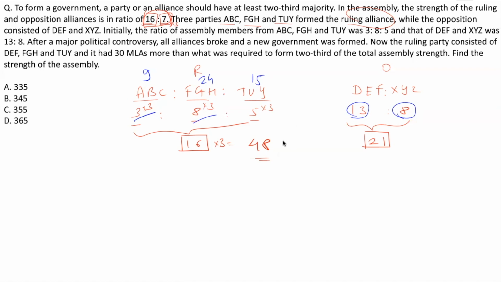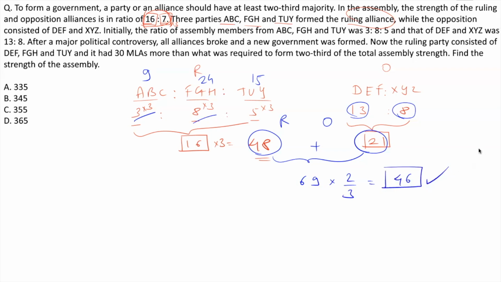Now, the total number of people in the assembly is 48 plus 21, right, guys? The ruling party members are 48 and the opposition is 21. The total value is 69, and two-thirds of this is 46, and this is the magic number. This is the minimum number of people required to form a government.